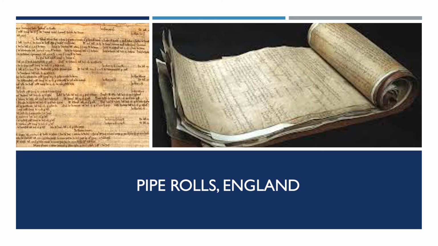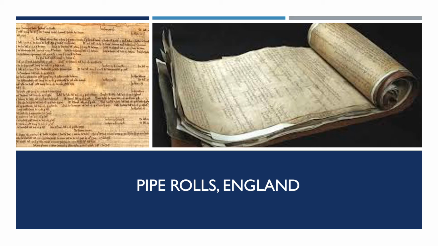Pipe rolls are another really interesting source for England, and scholars have been able to mine these for a lot of specific data. They literally were rolls. All of this stuff is written on parchment. This is animal skins. It's very durable, but it's also very expensive. So that's why they write in teeny tiny little script.